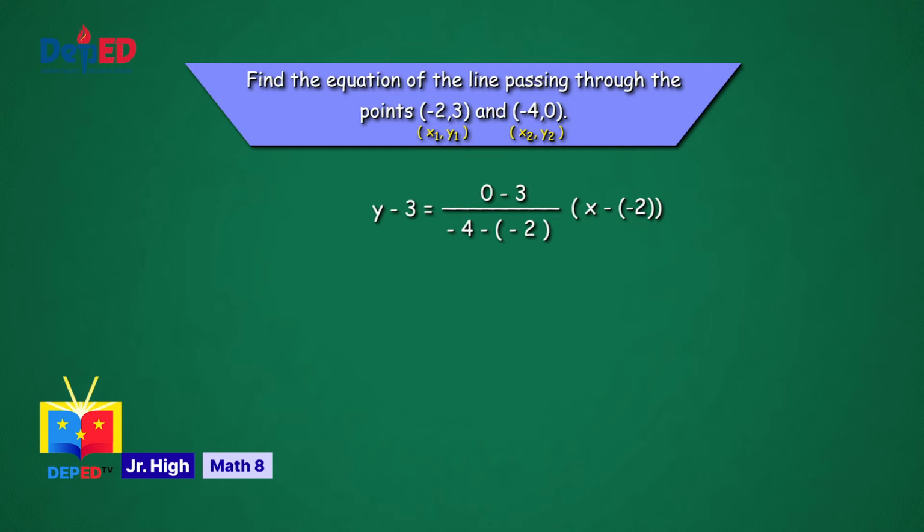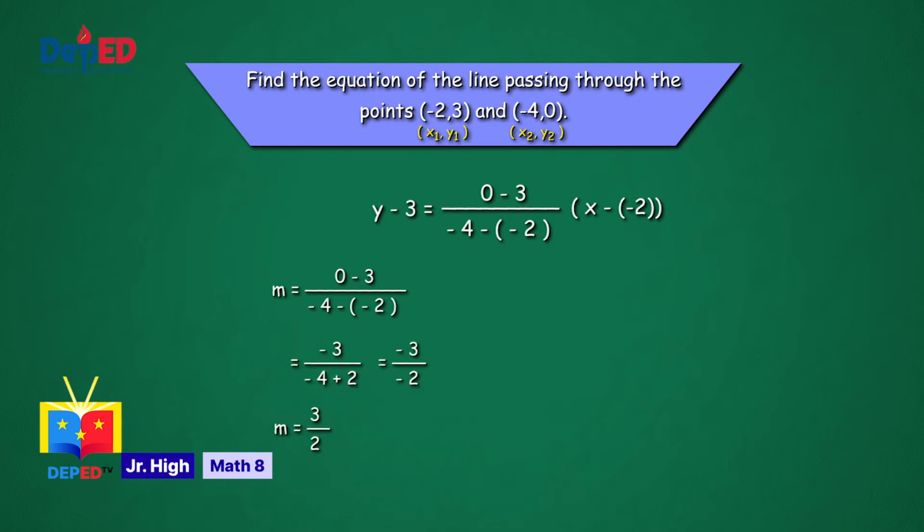To make this not difficult for you, we can break it down into 2 steps, solving the slope and using the point-slope form. Can you get the slope? 0 minus 3 is -3, and -4 minus -2 is -2. So, dividing by -2, the slope is 3/2. Then we substitute it to our equation. y minus 3 equals 3/2 times the quantity of x minus -2.